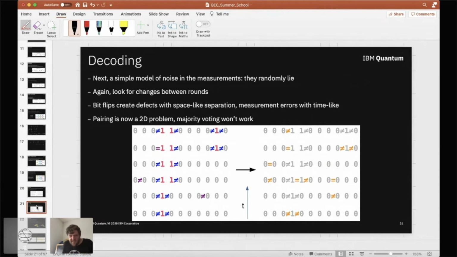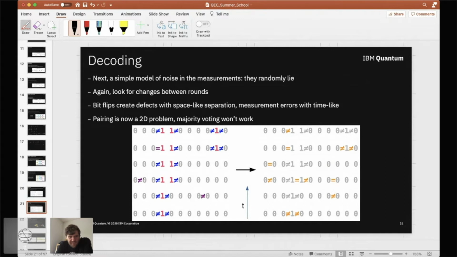Sometimes when they should tell us 0, they tell us 1. And sometimes when they should tell us 1, they tell us 0. There's no actual change on the qubits. They're just lying to us. So if we take the same sort of thing as before, but we introduce some of these lie errors, then maybe here we asked, are these two the same or different? And it said they're different, and we believe them.